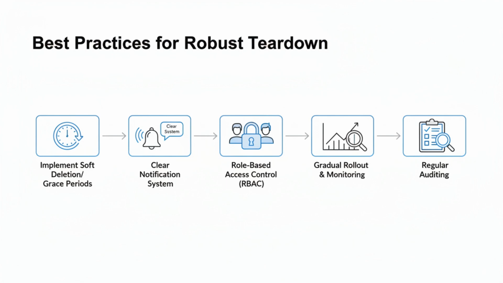To ensure your automated teardown is both effective and safe, consider these best practices. Always implement soft deletion and grace periods to prevent accidental data loss, allowing for recovery. Establish a clear notification system to inform developers about impending deletions. Role-based access control, RBAC, is critical to limit who can trigger or configure teardown processes. Start with a gradual rollout and monitoring, perhaps targeting less critical environments first, and rigorously monitor its behavior. Lastly, regular auditing of your teardown logs will help identify any missed resources or inefficiencies, continuously refining your process.